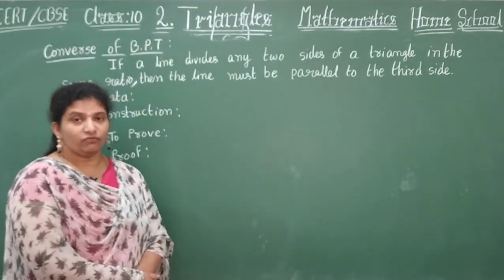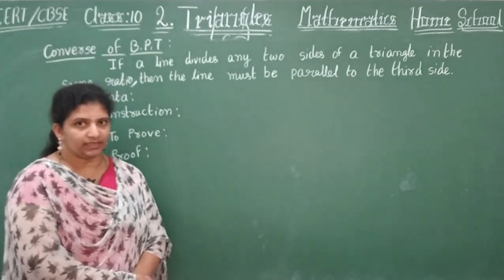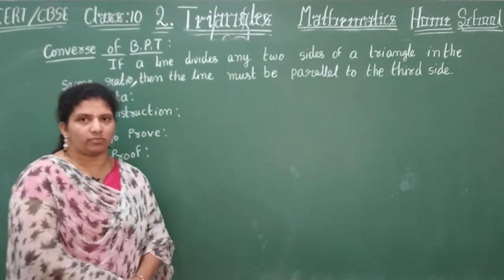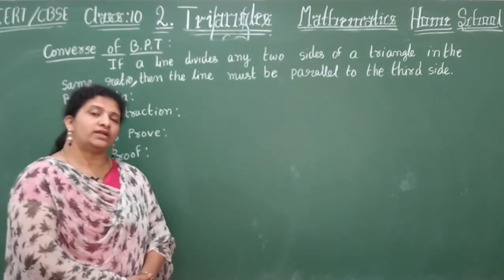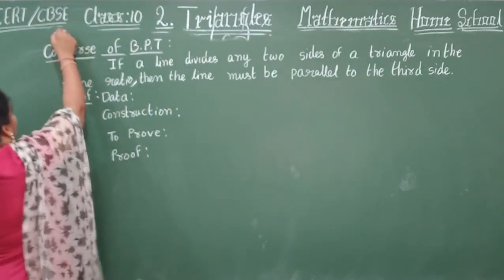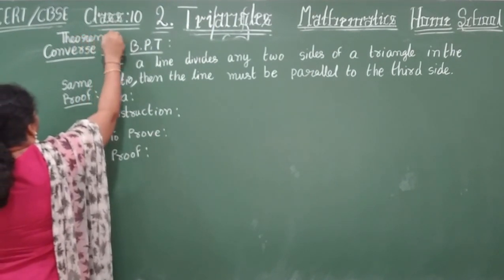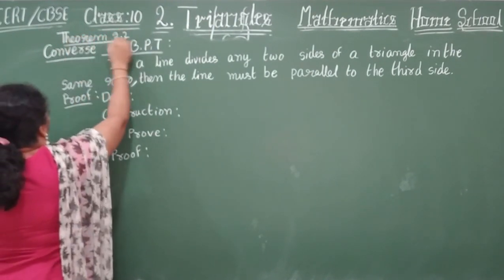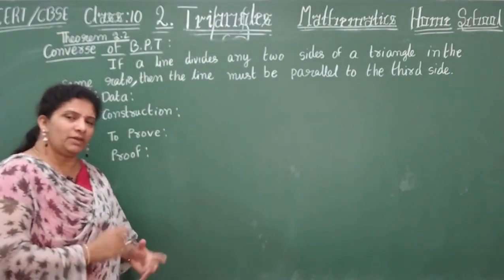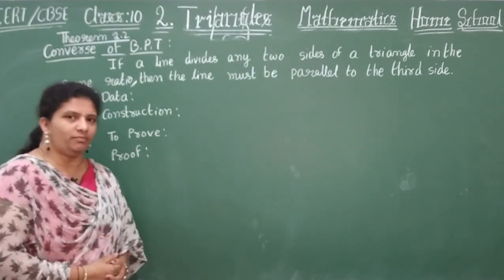Look here, children, what we have seen now. What is the basic proportionality theorem? What we have done: taking a line parallel, we made the ratios proportional. Now, what is its reverse? This is your next theorem, children, theorem number 2.2. What is this theorem? Converse of BPT. It's just a reverse of what we have done for BPT.